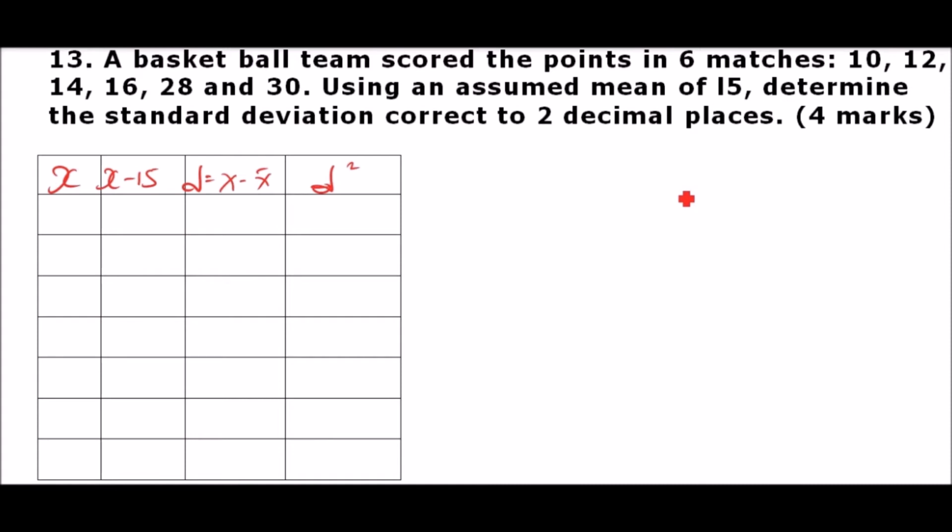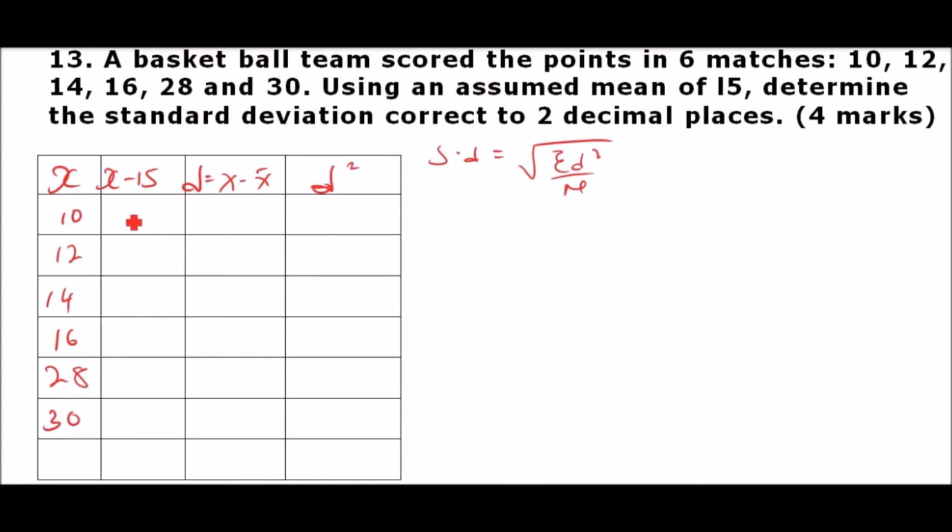Remember, it is the formula that guides you on what columns you have. The formula for standard deviation is equal to the square root of the summation of d squared divided by n. So that is the formula. Our x will start with 10, we have 12, we have 14, then we have 16, we have 28, and we have 30.